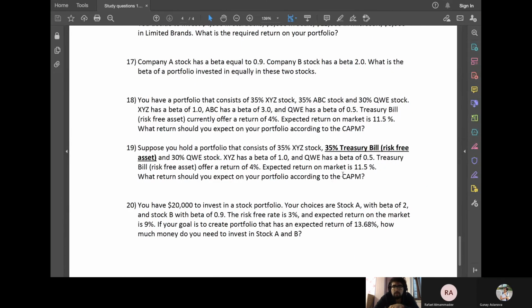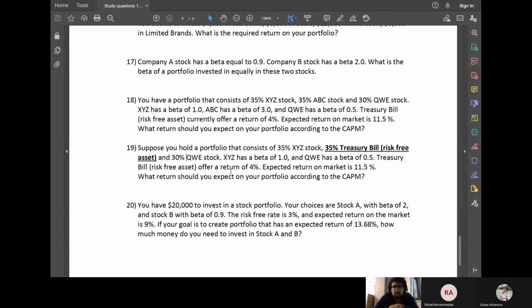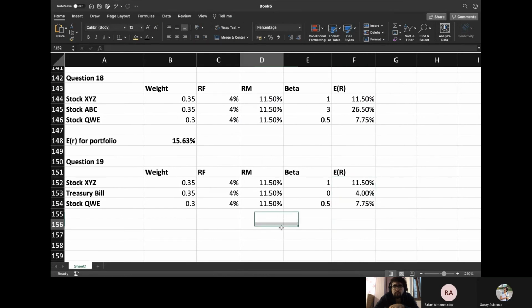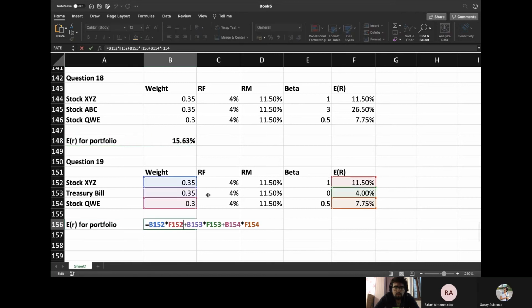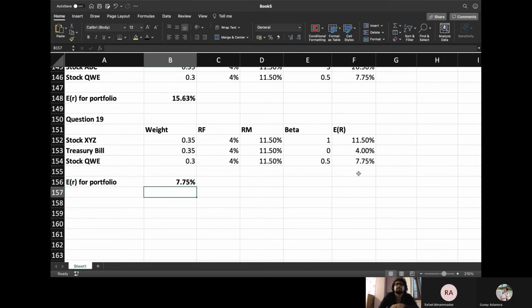Of course, expected return on market is the same, and 4% is also the same. So we can calculate easily. The corresponding formula is generated: 7.75%. I hope it's also clear.